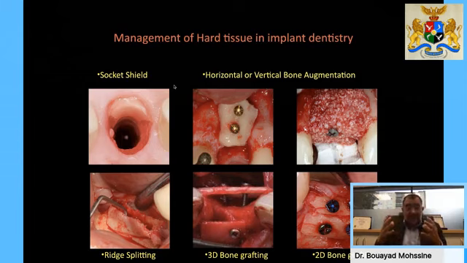Sometimes we can't place the implant at the same time as the bone grafting. We have to recreate a new volume of bone before placing the implant.